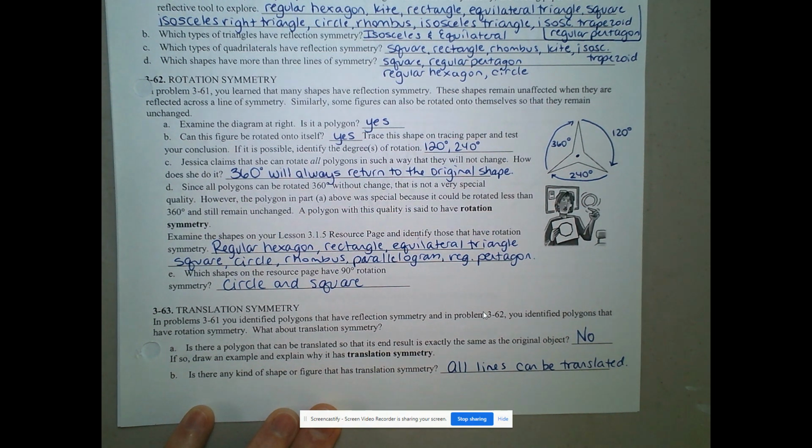You can have designs with translational symmetry, but not an individual shape. Is there any kind of, I misspoke, not an individual polygon, but is there a shape that has translational symmetry? Yes, a line, because a line goes on forever. So if you drew part of a line and put the arrows on both ends, you could shift it along the line and it would continue to be translated forever because the line would go in both directions forever.